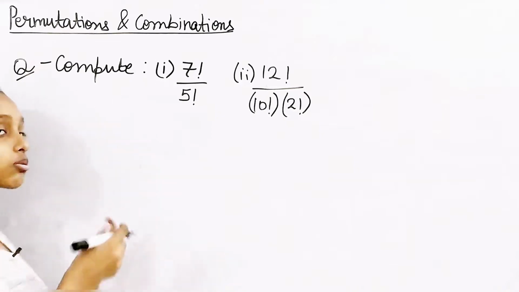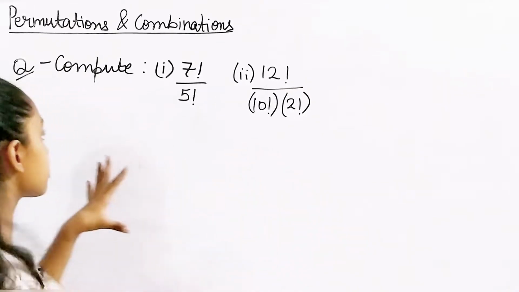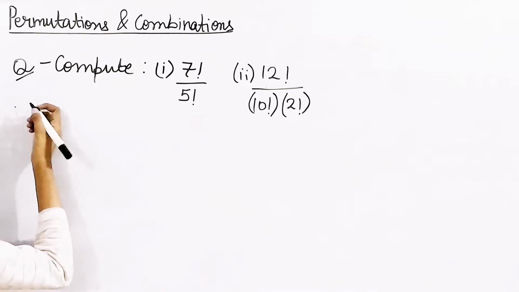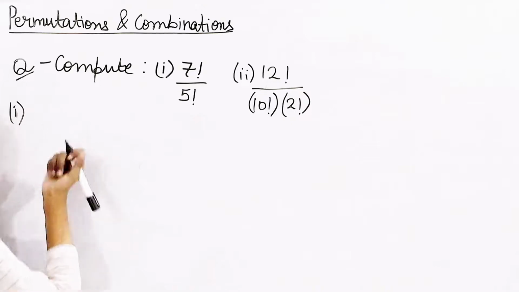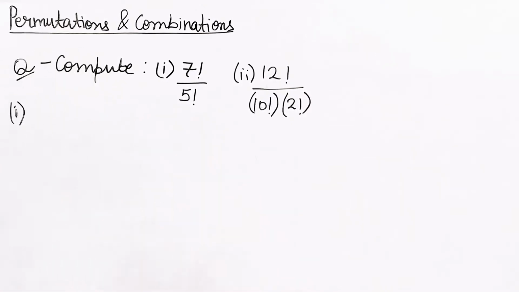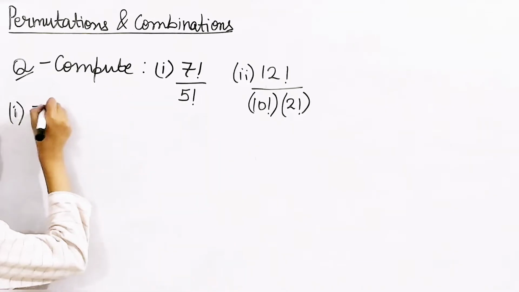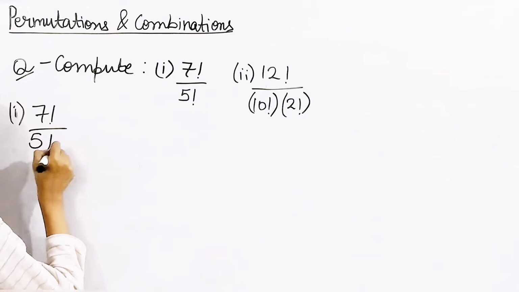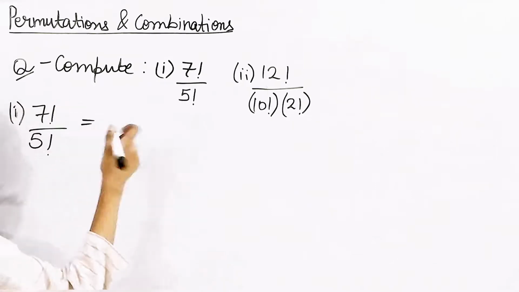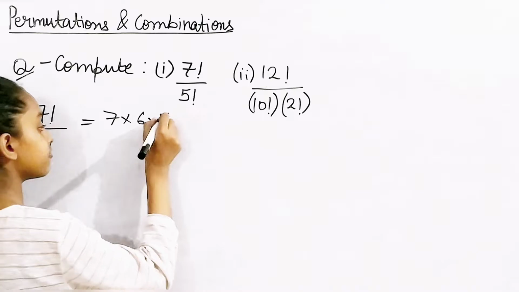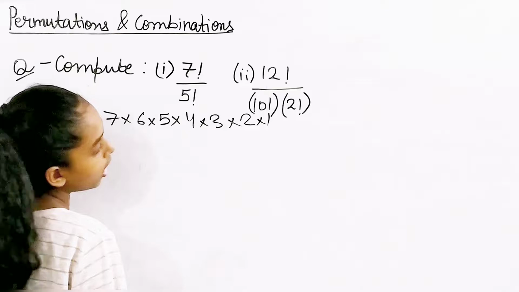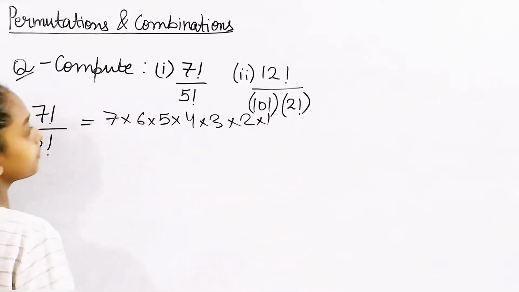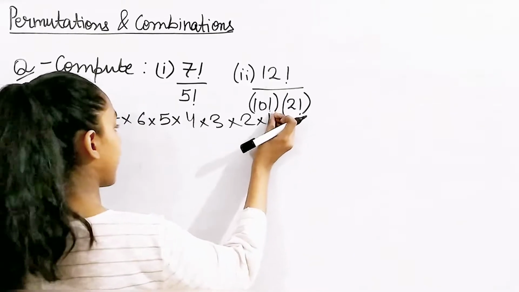So first of all, we're going to write it in the form. So 7 factorial, which we'll write as, oops, what happened to the marker? Wait a second, let me change it. So 7 factorial by 5 factorial. 7 factorial we'll write as 7 into 6 into 5 into 4 into 3 into 2 into 1.